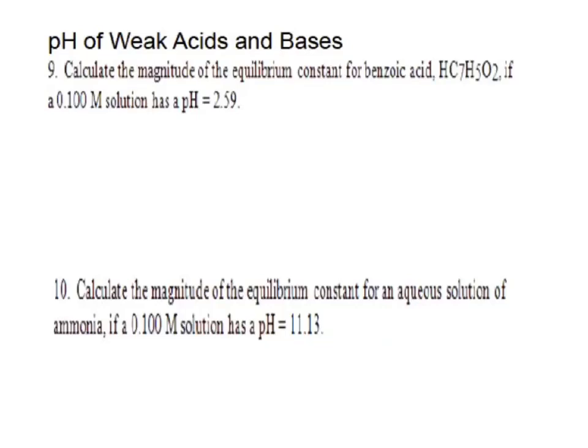We are going to start today on pH of weak acids and bases. So let's just jump in here. Calculate the magnitude of the equilibrium. When we think equilibrium constant, we think of K, big K. But now we're talking about acids and bases, so this is going to be Ka and Kb. A for acid, B for base.